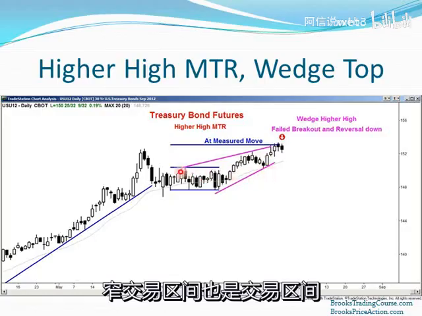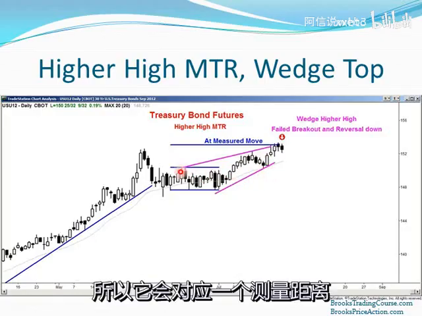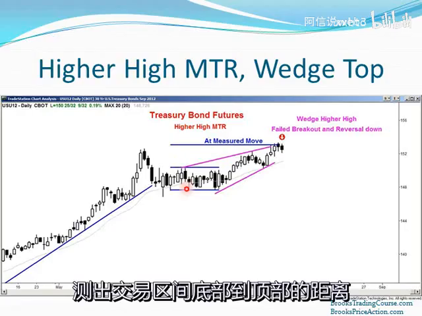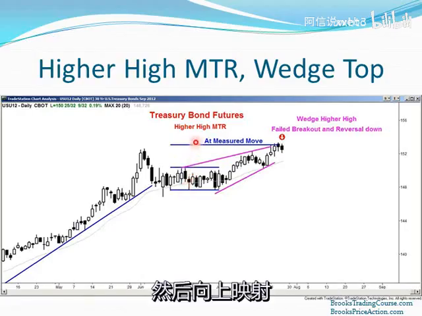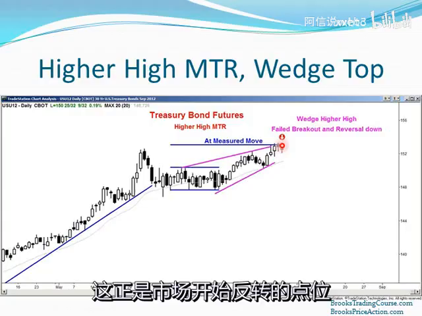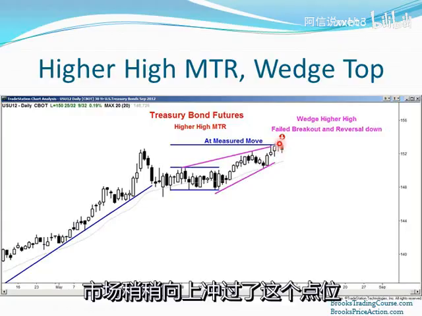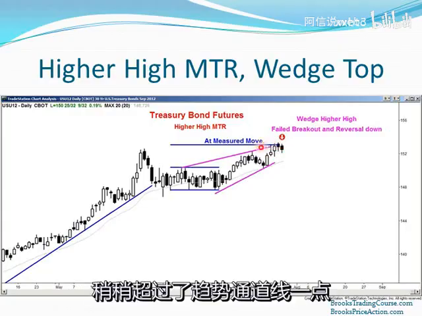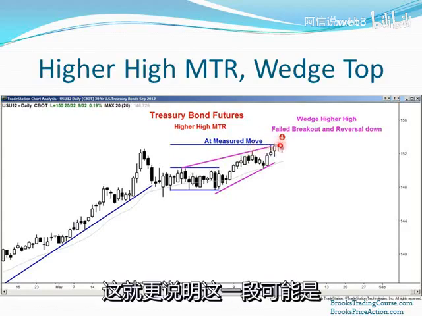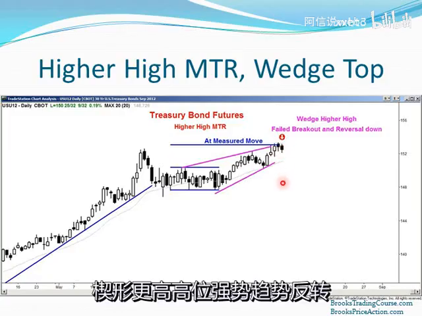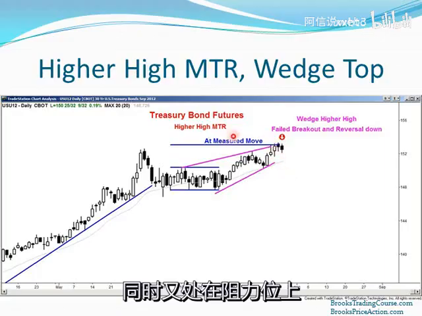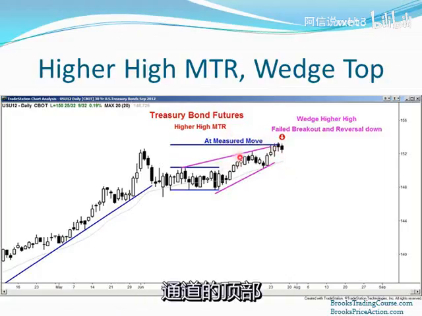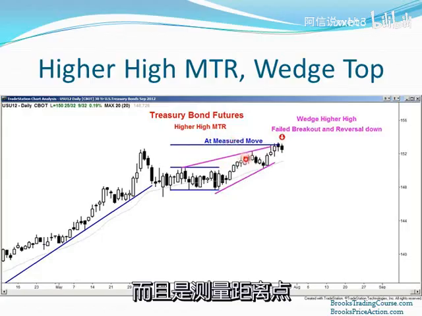And a tight trading range is a trading range, and trading ranges often lead to measured moves. So if you look at the bottom of the range to the top of the range and project up, that's exactly where the market's starting to fail. We poked a little bit above the measured move target. We poked a little bit above the trend channel line, and now we have a bear signal bar. So this increases the chances that this will be a successful wedge higher high major trend reversal at a resistance level, the top of a channel, and at a measured move target.